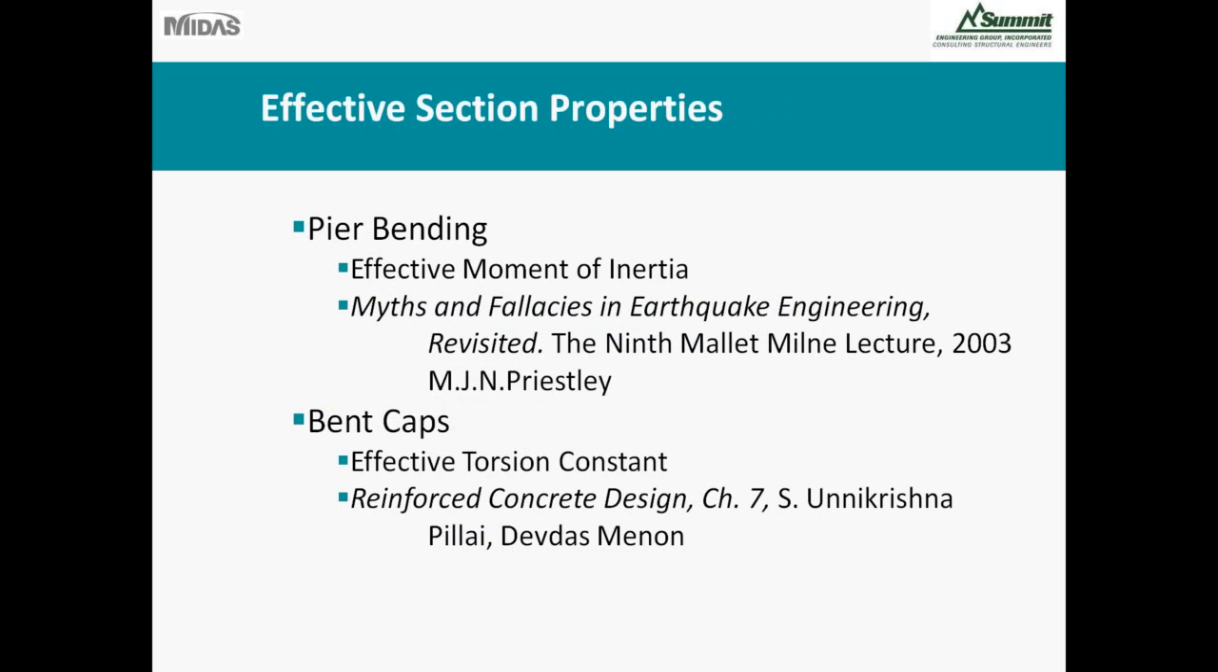For the effective section properties that I mentioned, we use the effective moment of inertia for the pier bending. And the value I got from this came from a lecture by Priestley, and for typical bridge piers, this value would reduce the gross property by anywhere from 0.3 to 0.6. We use 0.5 for this structure. With the bent caps, as I was explaining the torsion, we were able to reduce to an effective property of 0.1 the gross torsional constant.